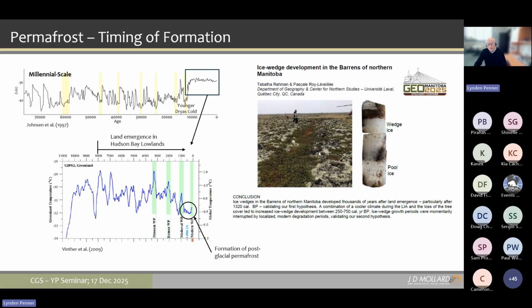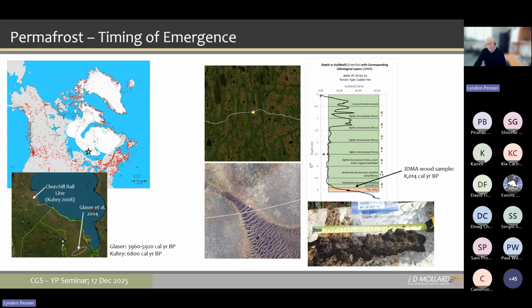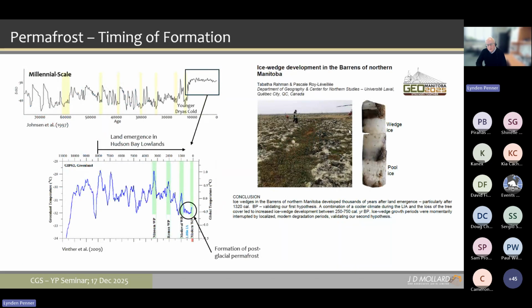cooling. And I'll come back in one of my case studies to some of the work we're doing near the southern fringe of permafrost, where some of the permafrost features may actually have formed quite recently due to degradation of this fairly young permafrost.